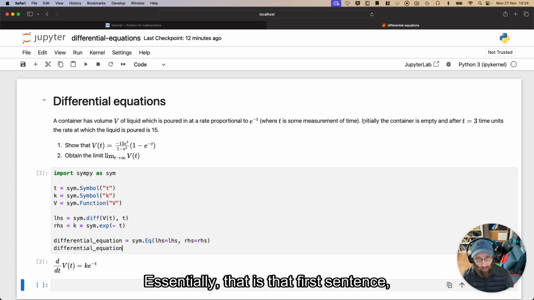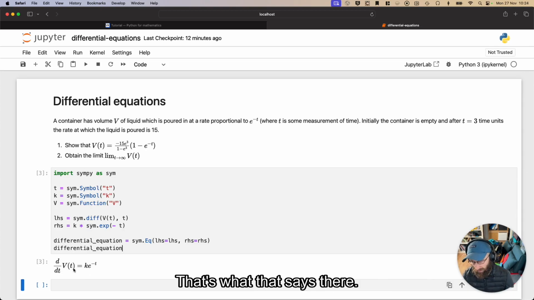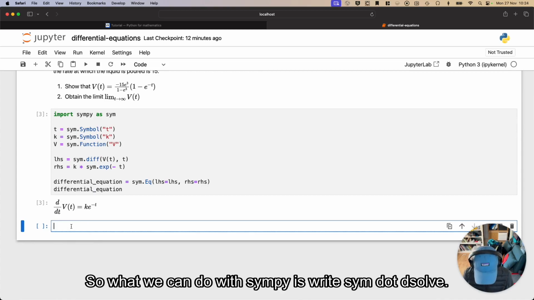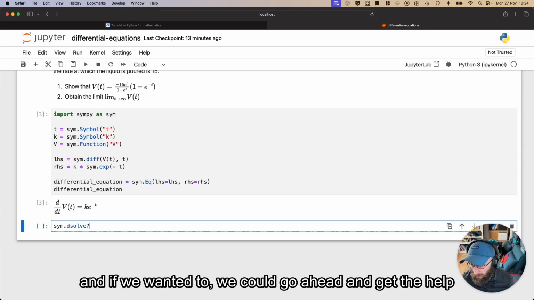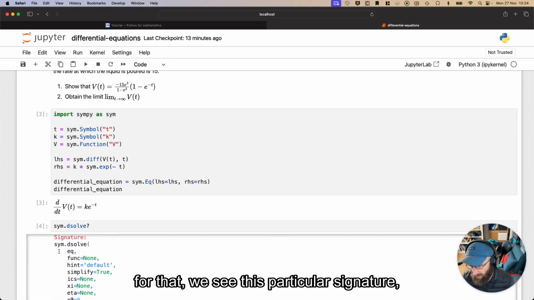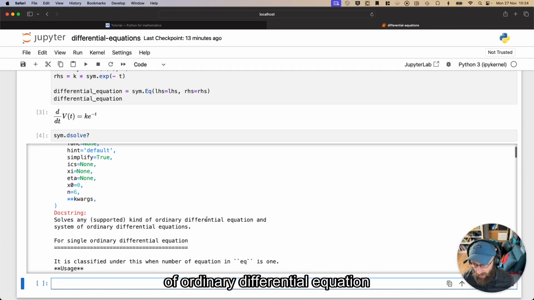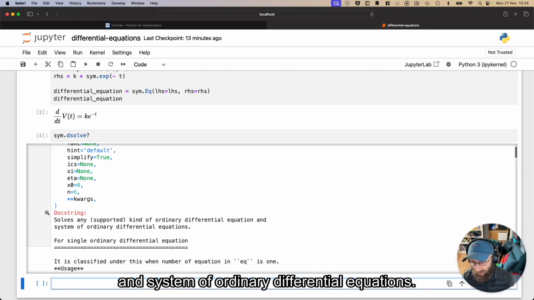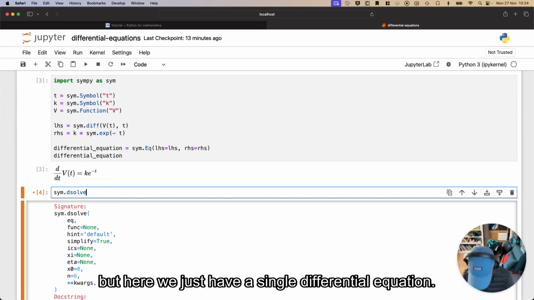Essentially, that is the first sentence: a container has volume V of liquid, which is poured in at a rate proportional to e to the minus t. That's what that says there. So what we can do with SymPy is write sim.dsolve. This is the differential equation solver. If we wanted to, we could go ahead and get the help for that. We see the particular signature, and we can see it solves any supported kind of ordinary differential equation and system of ordinary differential equations. I'll mention that a little bit more at the end, but here we just have a single differential equation.